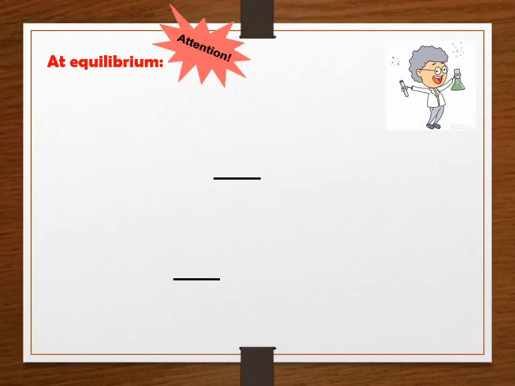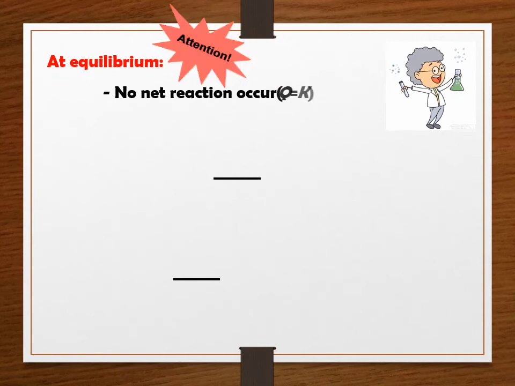Okay, attention please. You need to know this part. At equilibrium, no net reaction will occur, class. So the reaction quotient, which is Q, must equal K, the equilibrium constant. Ingat lagi masa chapter 6, ada relate sikit lah dekat sini.